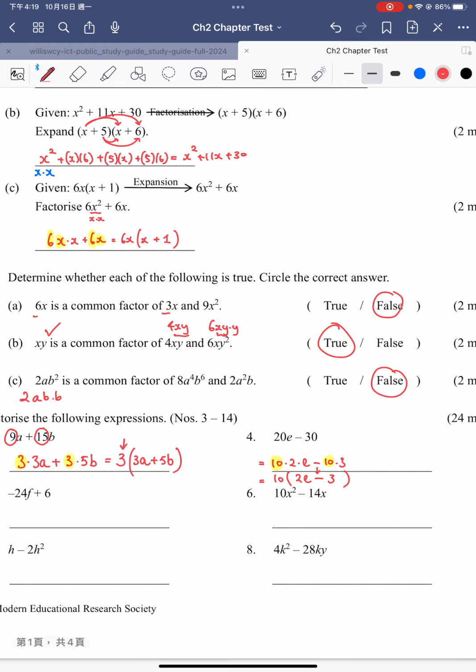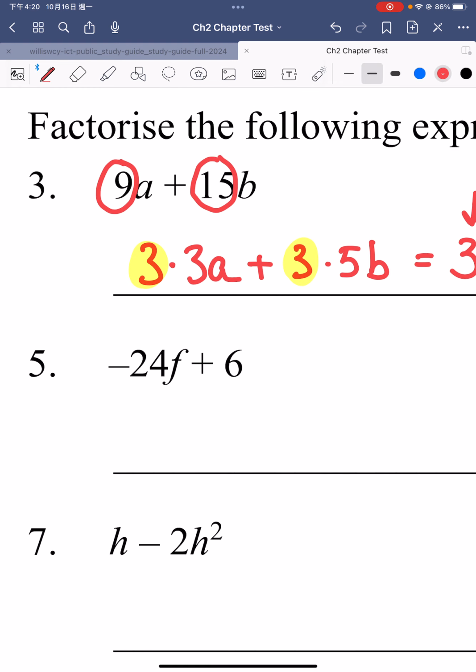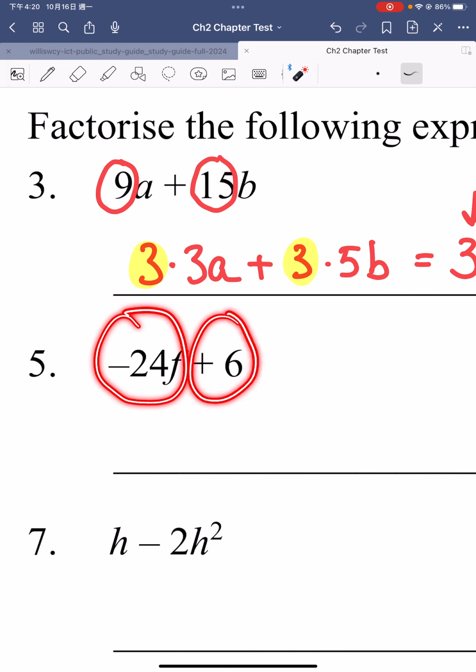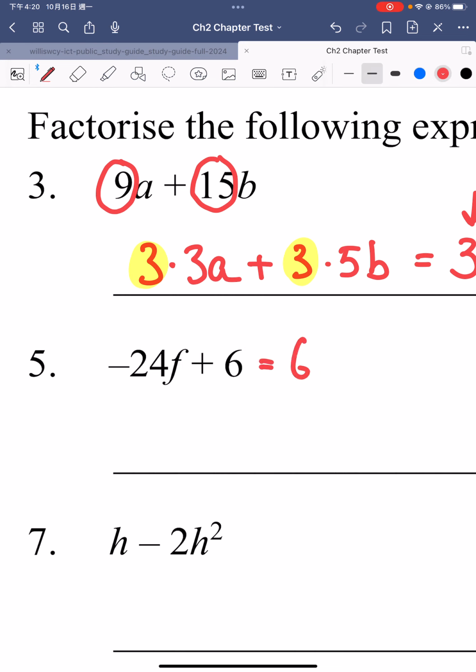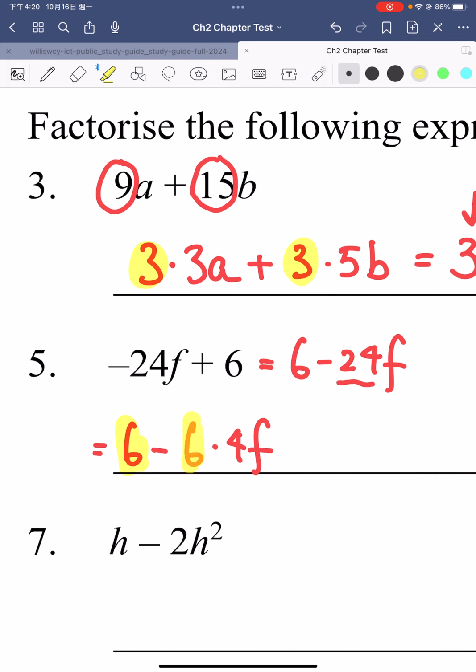So let's see the next part. For this part, if you think the negative here is very hard, we can change the position of these two things. We can move it to the left-hand side first. So we can first of all write that as 6 minus 24f. So it actually looks better. So what we're going to do is to write the 24 as a multiple of 6 as well. So we have 6 minus 6 times 4f. So now we have the 6 as the common factor.